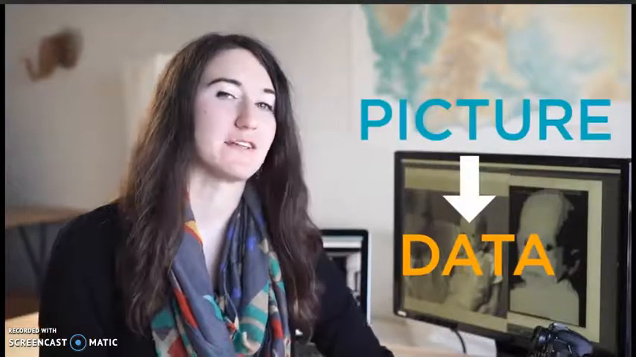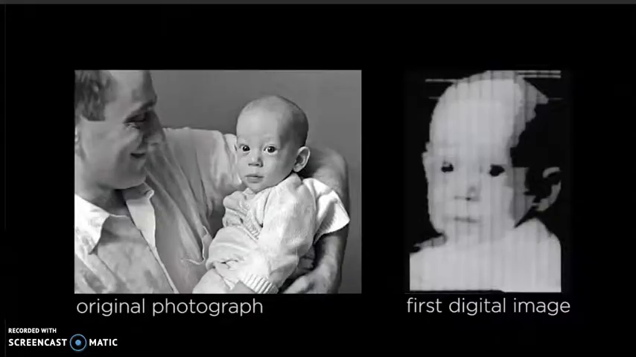When people first faced the problem of how to show a picture on a screen, they had to come up with a way to break the image down into data. In 1957, an early computer engineer named Russell Kirsch took a picture of his infant son and scanned it. It was the first digital image, a grainy black and white baby picture. And that's how the pixel was born.